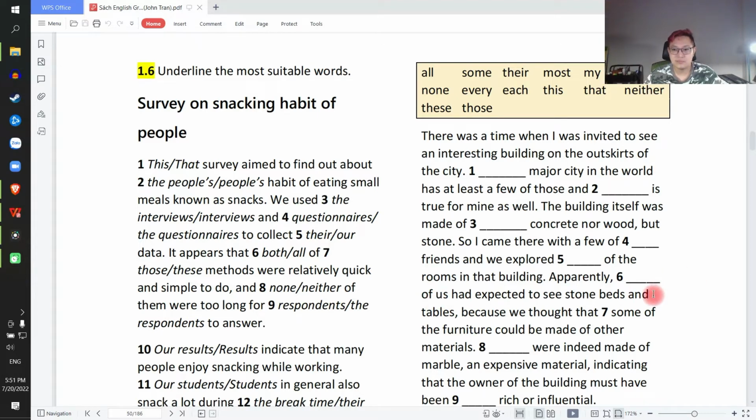So because there are at least 4 or 5 people, so it's none of us but not neither of us. Apparently, none of us had expected to see stone beds and tables because we thought that number 7, some of the furniture could be made of other materials. So number 7 has already been answered for you. So 7 đã được trả lời sẵn các bạn luôn rồi. We thought that some of the furniture could be made of other materials. Nhưng bởi vì tôi ngạc nhiên bởi vì chúng tôi nghĩ rằng một số cái đồ nội thất có thể được làm ra bởi những cái vật liệu khác.